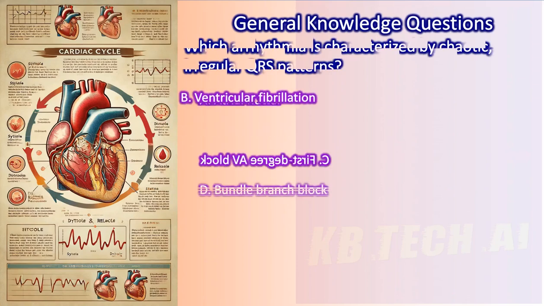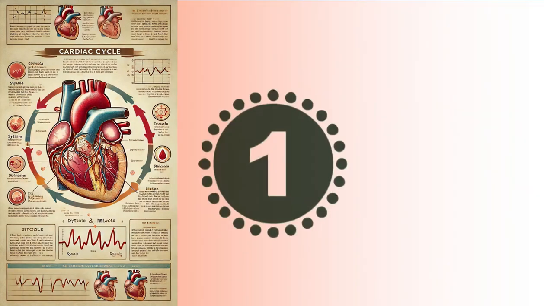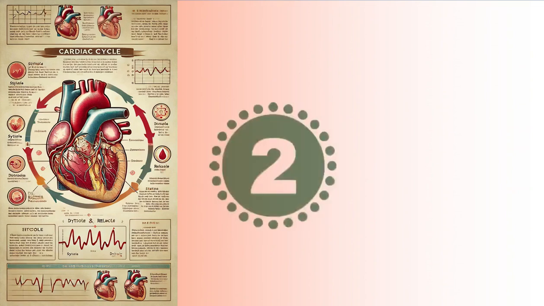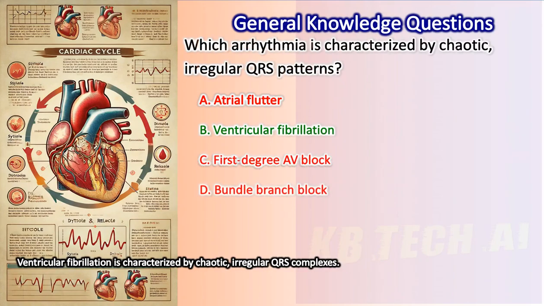Which arrhythmia is characterized by chaotic, irregular QRS patterns? Option 1, atrial flutter. Option 2, ventricular fibrillation. Option 3, first degree AV block. Option 4, bundle branch block. The answer is option 2, ventricular fibrillation.